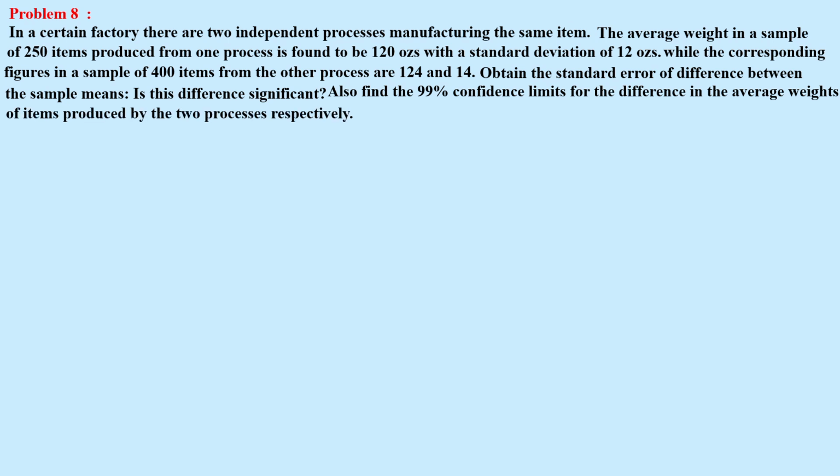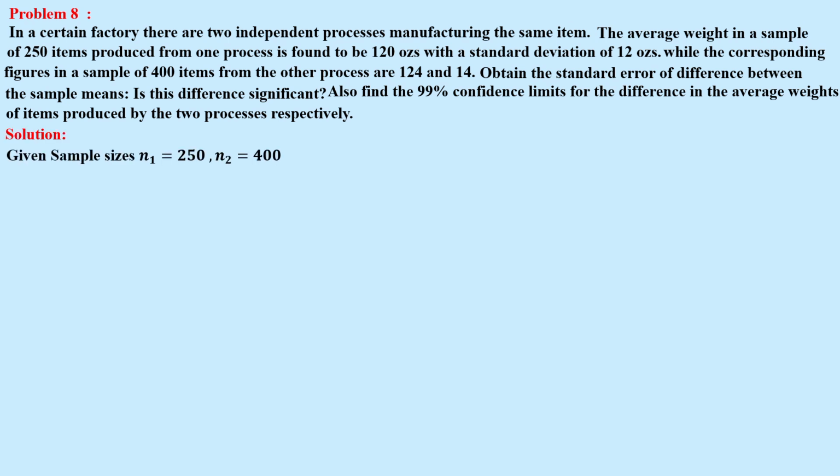The average weight in a sample of 250 items produced from one process is found to be 120 ounce with standard deviation 12 ounce, while the corresponding figure in a sample of 400 items from the other process is mean 124 and standard deviation 14. Obtain the standard error of the difference between the sample means, and whether the difference is significant. Also find the 99% confidence limits for the difference in the average weights of items produced by the two processes.